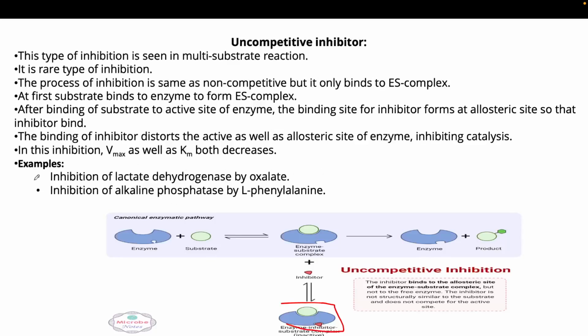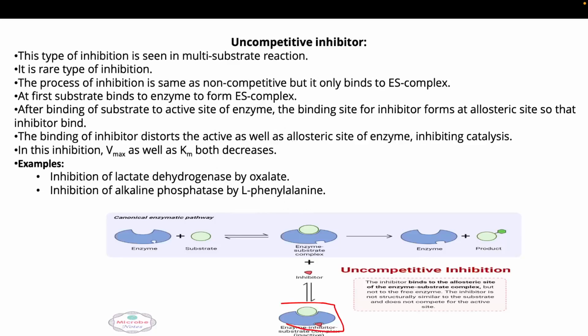An example of this inhibition is the inhibition of lactate dehydrogenase by oxalate, and inhibition of alkaline phosphatase by L-phenylalanine. These are two examples of the uncompetitive inhibitor. So this is a rare type of inhibition.